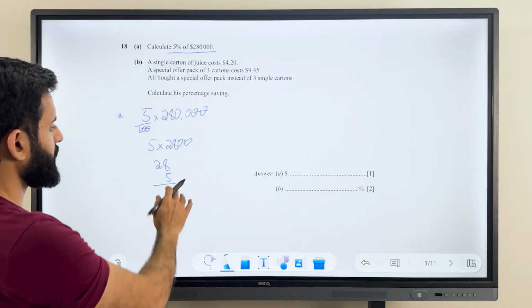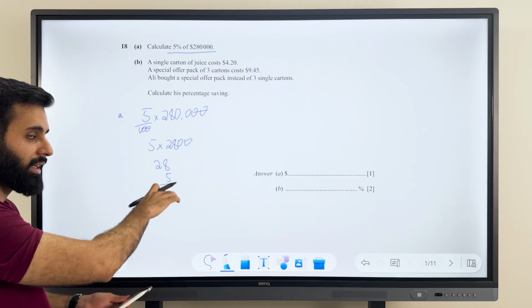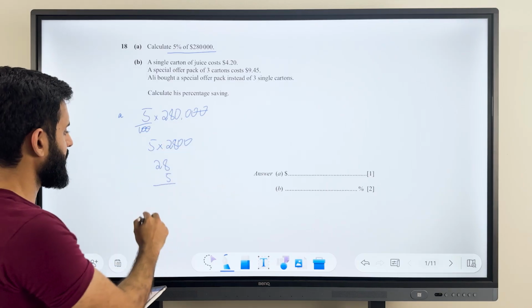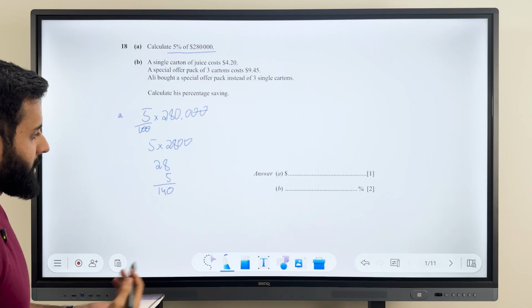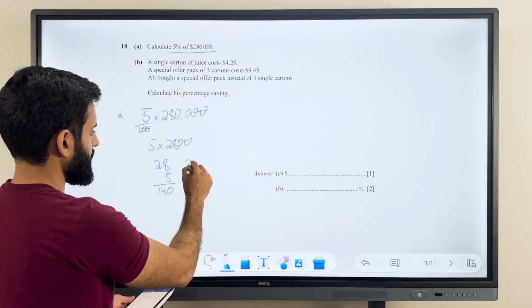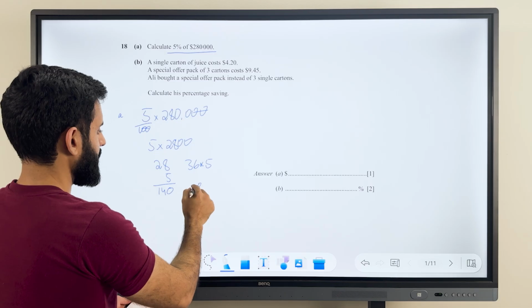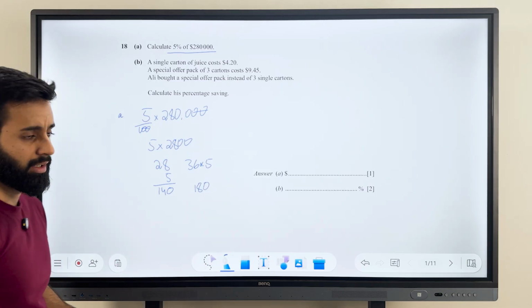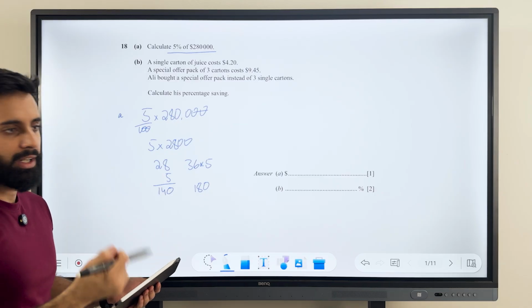Now, there is a shortcut which you can use to multiply by 5. Whatever number you're multiplying by 5, you divide it by 2. That means 28 is being multiplied by 5, so I divide 28 by 2, which is 14, and then I add a 0 in the end. This shortcut works for every single number. For example, you want to do 36 times 5. What's 36 divided by 2? That's 18, and you add a 0 in the end. So 180.